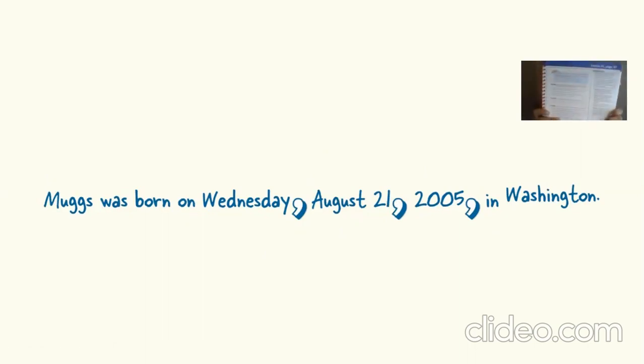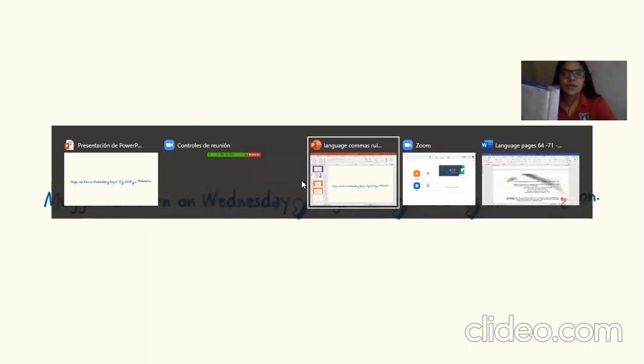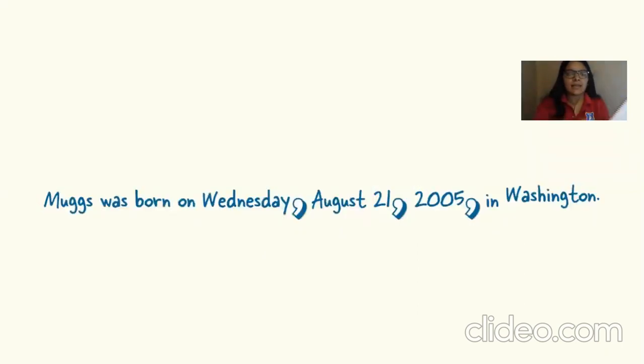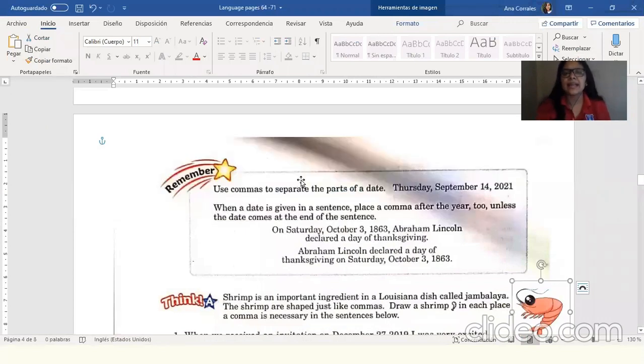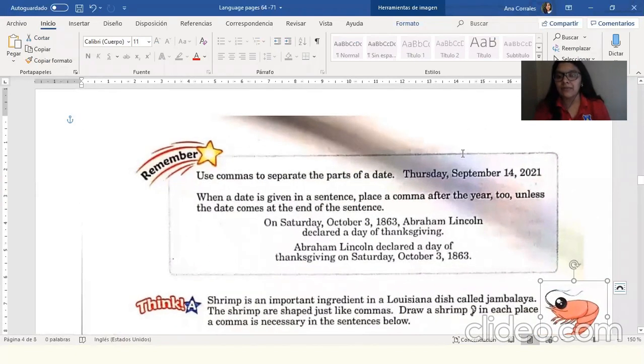Go to your book at page 67. Are you there? What does that rule say? ¿Qué dice esa regla? Use a comma to separate the parts of a date. Vamos a separarlo cuando tengamos una fecha. Did you see the example? Thursday, September 14, comma, 2021. You saw that in the last class. Now, when a date is given in a sentence, place a comma after the year.